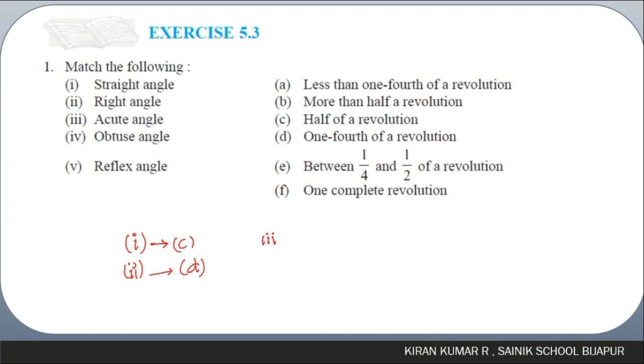Look at the third one, acute angle. It's an angle less than 1/4 of a revolution, means it is less than 90 degrees. So the third one is option A, less than 1/4 of a revolution. Obtuse angle is more than 90 degrees, less than 180 degrees. So the fourth one is E, between 1/4 and 1/2 revolutions.